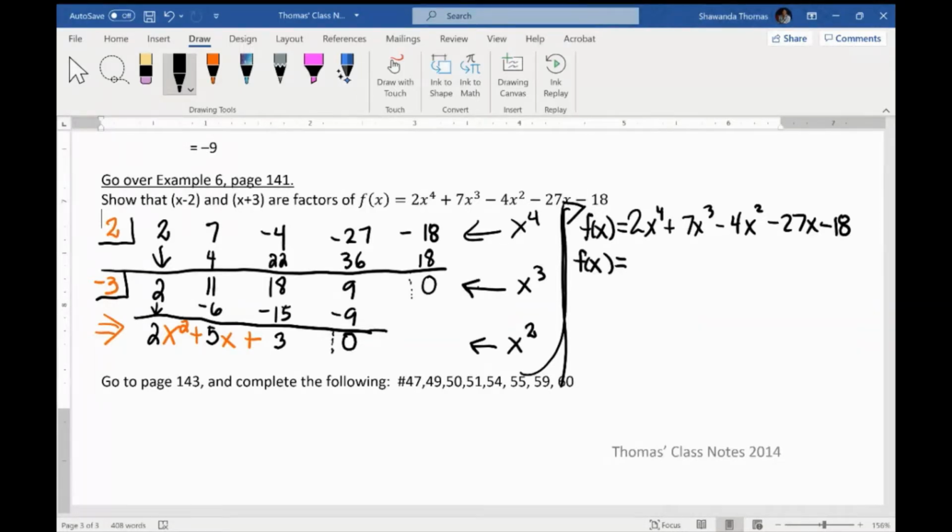Tell me the factors that they already gave us first. x, x plus... minus 3. 2. x minus 2 times x plus 3. And then we came up with something. We just wrote it down. What was it? 2x squared plus 5x plus 3.